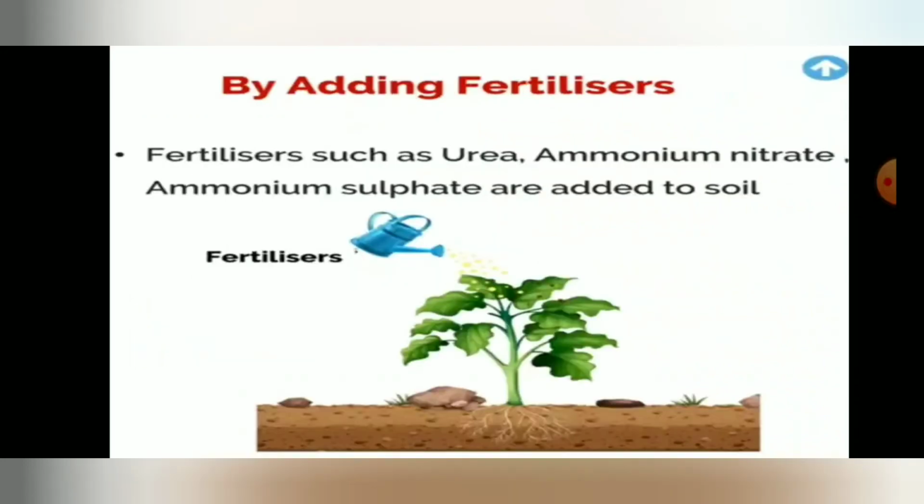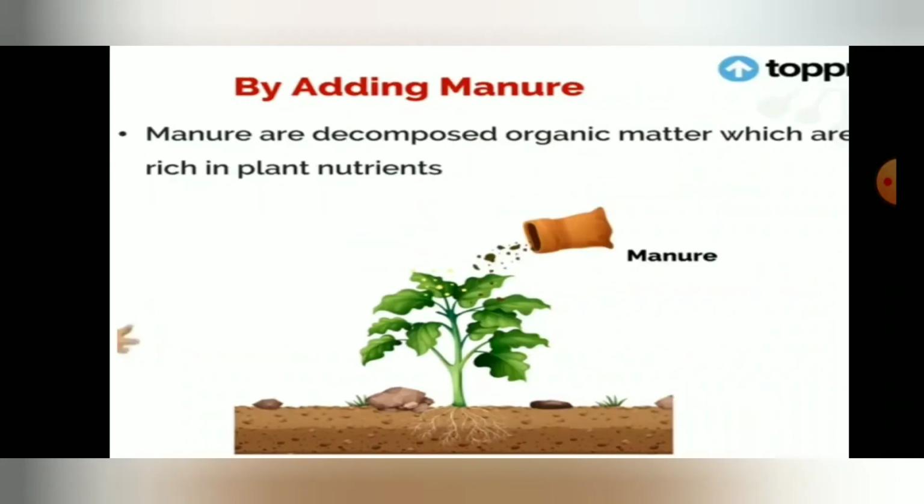By adding fertilizers. Fertilizers such as urea, ammonium nitrate, and ammonium sulfate are added to the soil. By using this method, we can enrich the soil with nutrients. This is one method, adding fertilizers. Next method, by adding manures. Manure is decomposed organic matter which is rich in plant nutrients. Organic manure is produced by decaying matter, cow dung, and vegetable waste. This helps in the formation of organic matter. So by adding organic matter also, we can enrich the soil with nutrients.